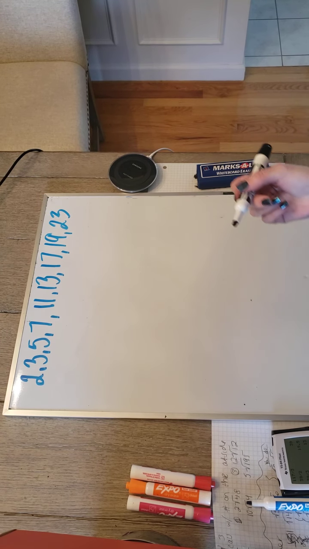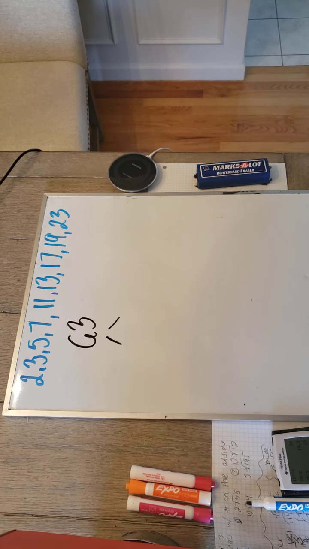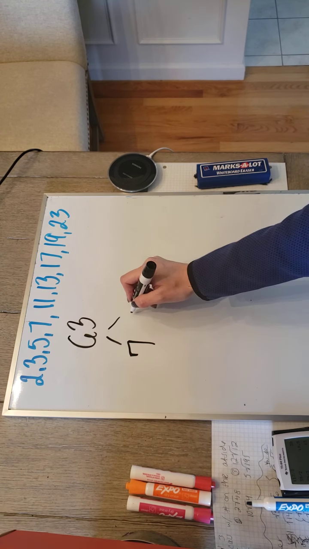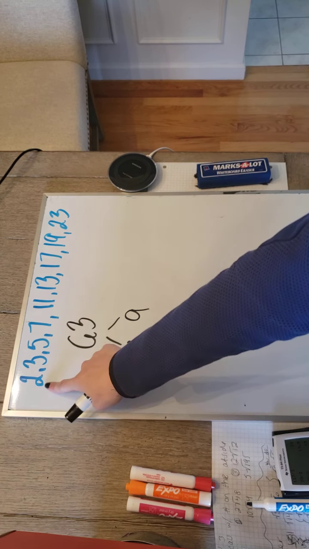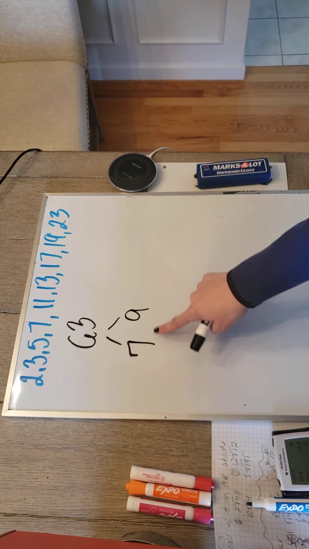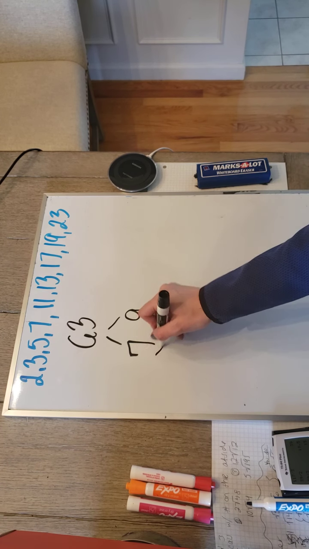Next one, we have 63. You might be good at your multiplication tables and you might say, hey, I know that 7 times 9 is 63. And you can go from there. If you didn't, you would start with your 2 and then go to 3. So you say to yourself, are either of these numbers prime? 7 is prime, so circle it.